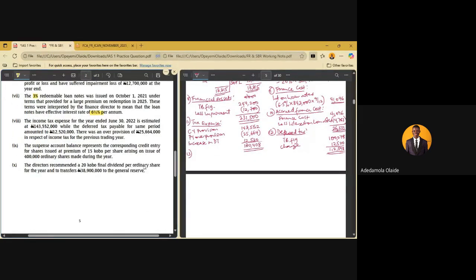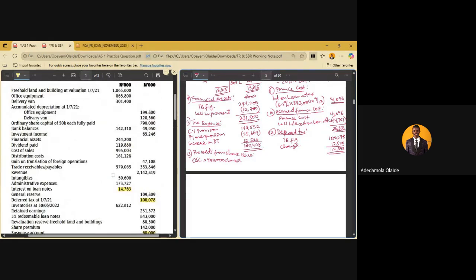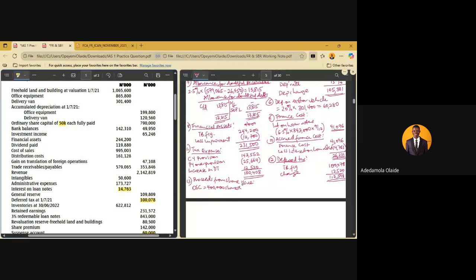Share issue, proceeds from share issue. Since they already told us that they issued 400,000 shares, what will go to their share capital account will be 400,000 shares multiplied by the nominal value of their share. Their ordinary share is 50k each, so the nominal value is 50 kobo. We multiply by 50 kobo, and that should give us 200,000.